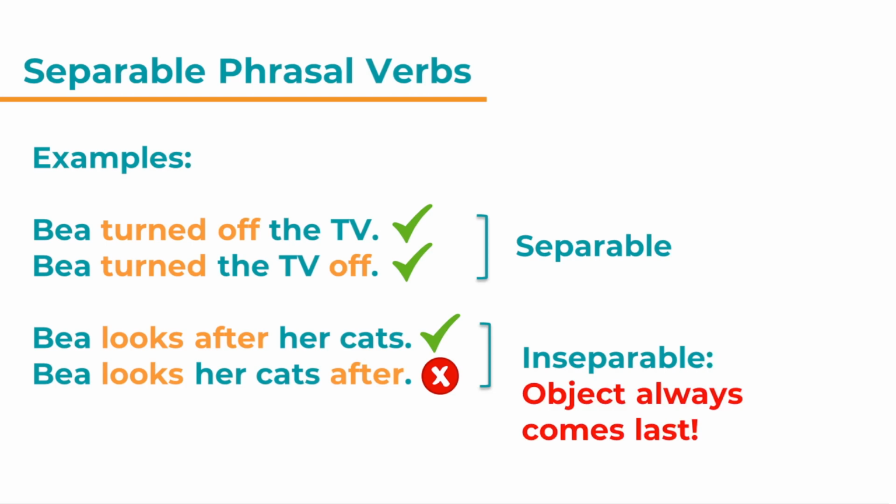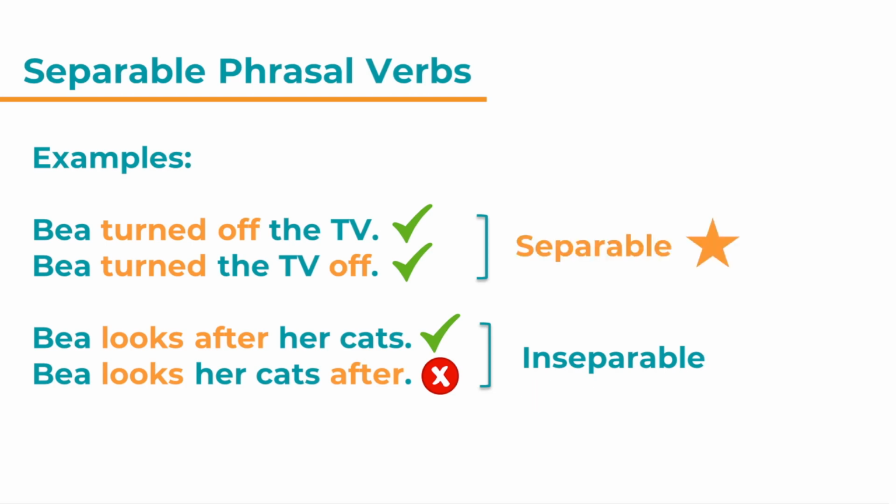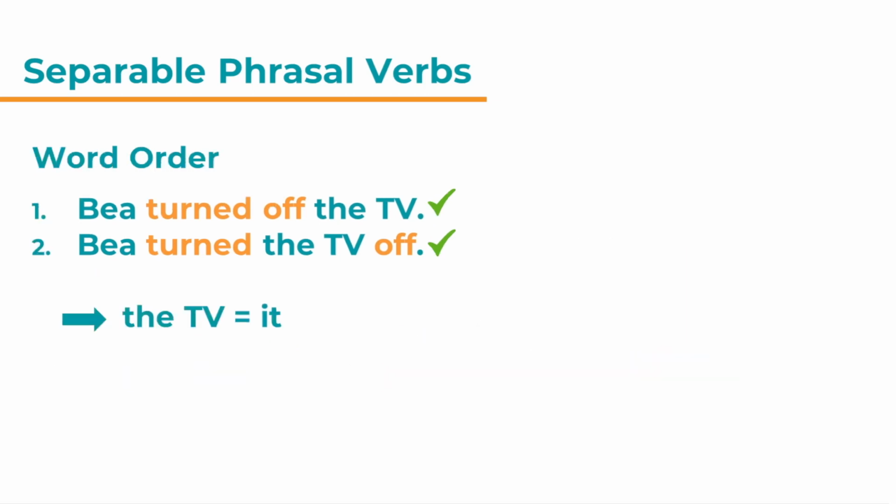Now, inseparable phrasal verbs are also easy because they always go together, and that means the object always comes last. You can never put it in between the verb and the particle. In this video, we want to have a look though at separable phrasal verbs, because here we have the option and there's something important that we have not discussed yet.